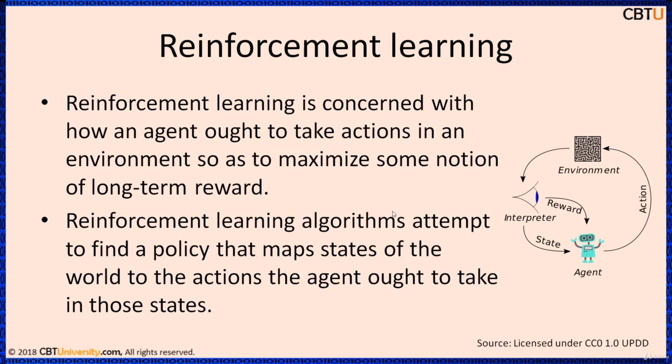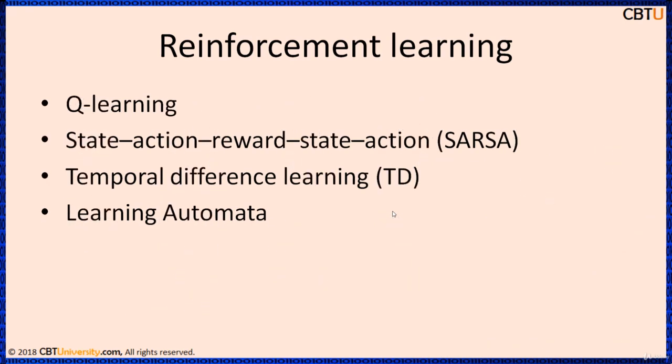Reinforcement learning is concerned with how an agent ought to take actions in an environment so as to maximize some notion of long-term reward. Reinforcement learning algorithms attempt to find a policy that maps states of the world to actions the agent ought to take in those states. Reinforcement learning differs from the supervised learning problem in that correct input-output pairs are never presented. These are some of the methods and techniques of reinforcement learning.